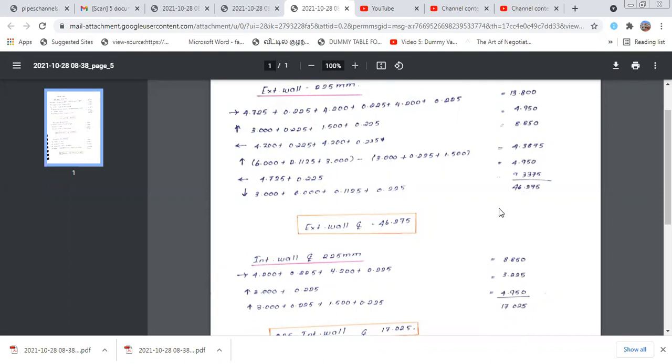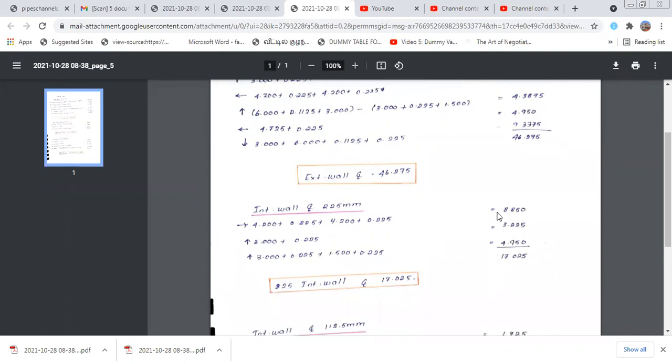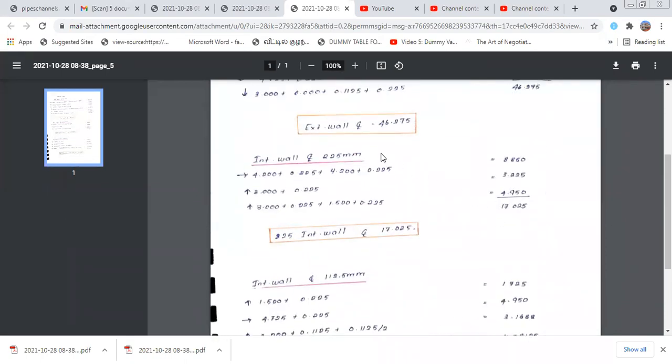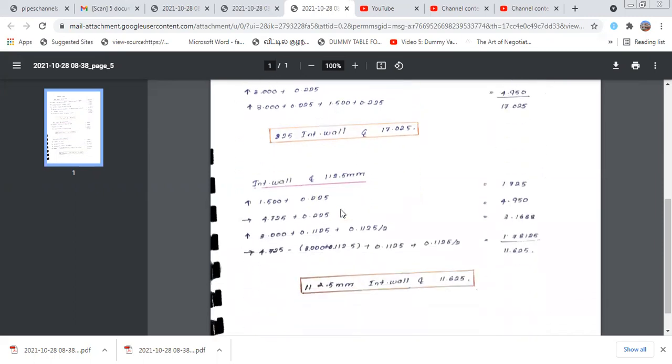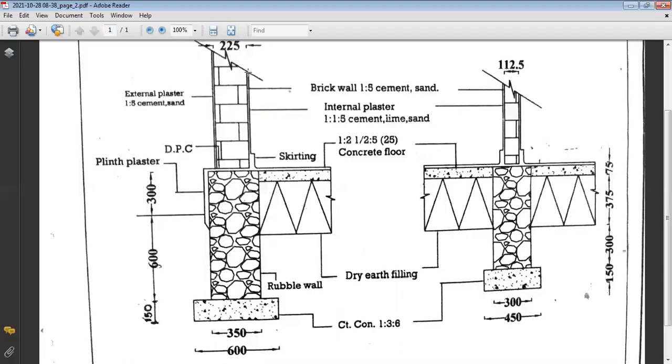So we got the internal center line plus the external center line. I got the external center line as 46,275, internal center line 17,025. Next we will move to the internal center line for the 112.5 millimeter wall. These walls we calculated before for the 225 millimeter wall. Now we will move to the 112.5 millimeter wall in our drawing.